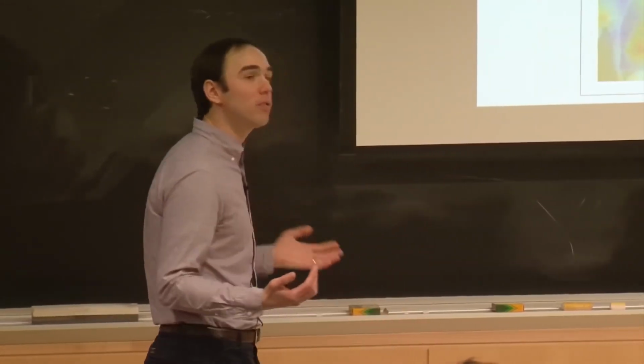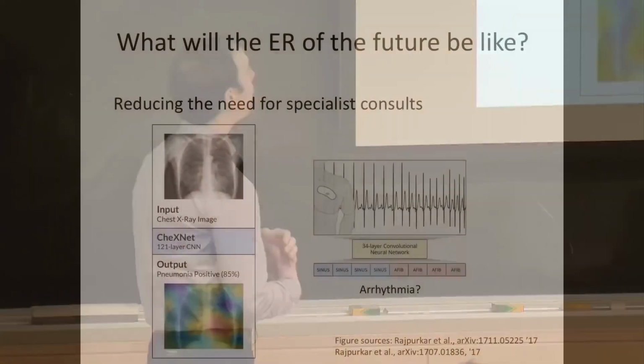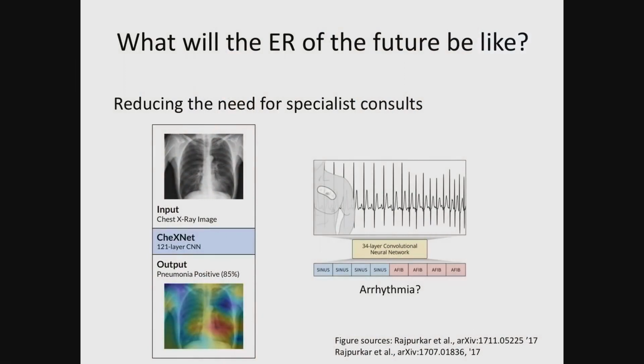So other examples, now a bit more in the diagnosis style, are reducing the need for specialist consults. So you might have a patient come in, and it might be really quick to get the patient in front of an X-ray to do a chest X-ray. But then finding the radiologist to review that X-ray could take a lot of time. And in some places, radiologist consults could take days, depending on the urgency of the condition.